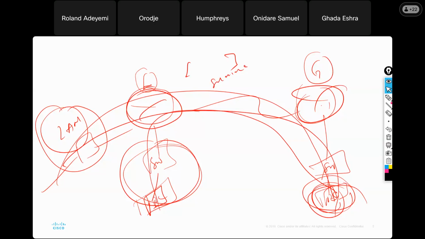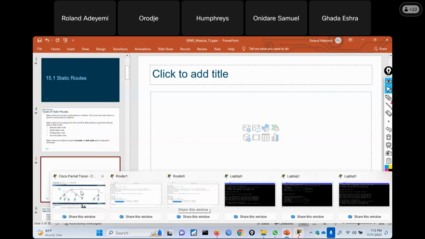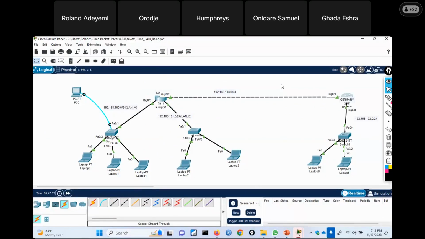Is this clear, please? Host routes. Tell me if it's clear. Same concept, different applications. You just need to be on top of the game to understand what you want to achieve.